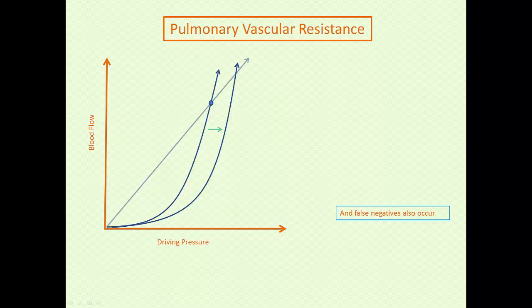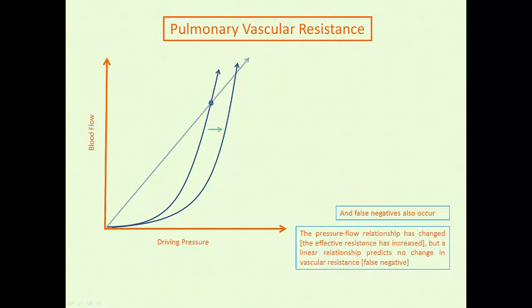And I've just said that backwards. This shift to the right, I'm sorry, for this driving pressure, for this patient, they have a much lower flow than this patient. So this would represent an increase, a true increase in your pulmonary vascular resistance.